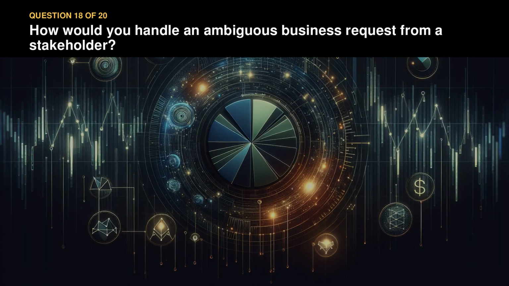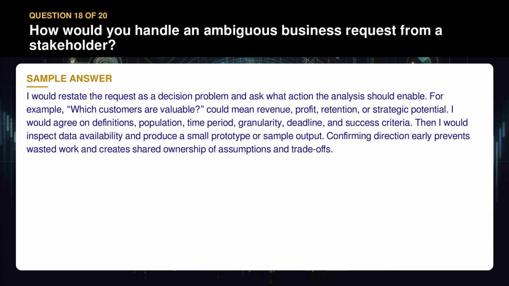Question 18. How would you handle an ambiguous business request from a stakeholder? I would restate the request as a decision problem and ask what action the analysis should enable. For example, which customers are valuable could mean revenue, profit, retention, or strategic potential. I would agree on definitions, population, time period, granularity, deadline, and success criteria. Then I would inspect data availability and produce a small prototype or sample output. Confirming direction early prevents wasted work and creates shared ownership of assumptions and trade-offs.